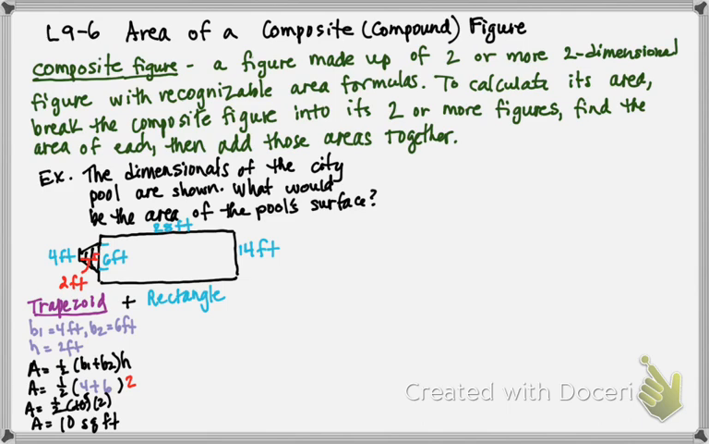Okay. Now I got to figure out the area of the rectangle. So again, we're going to list out what we know. And we've got a length that's 28 feet. And we have a width that is 14 feet. So formula for the area of a rectangle is just going to be length times width. And we're going to get area equals 28 times 14.